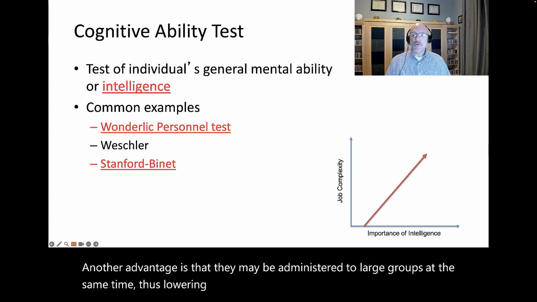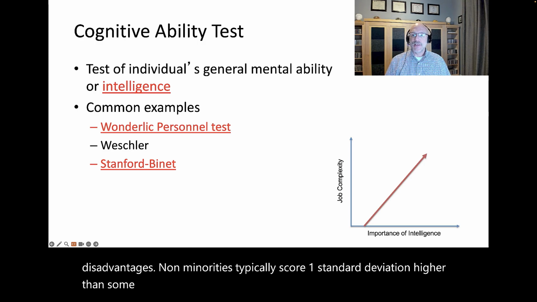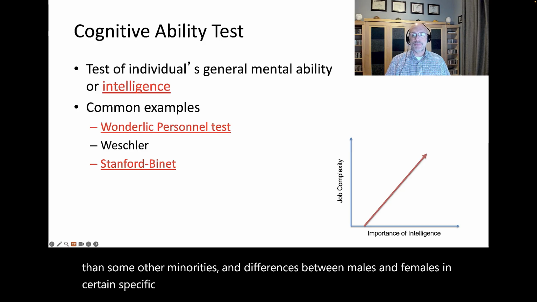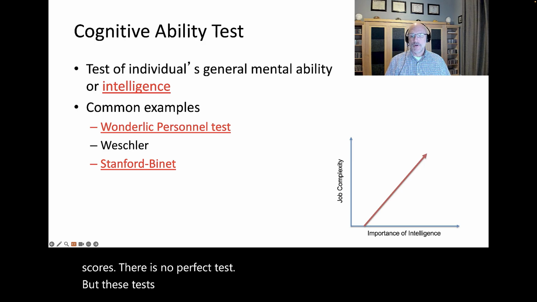On the other hand, there are some disadvantages. Non-minorities typically score one standard deviation higher than some other minorities, and differences between males and females in certain specific abilities or subtests may negatively impact inferences from scores. There is no perfect test, but these tests come really close. Let's move on.